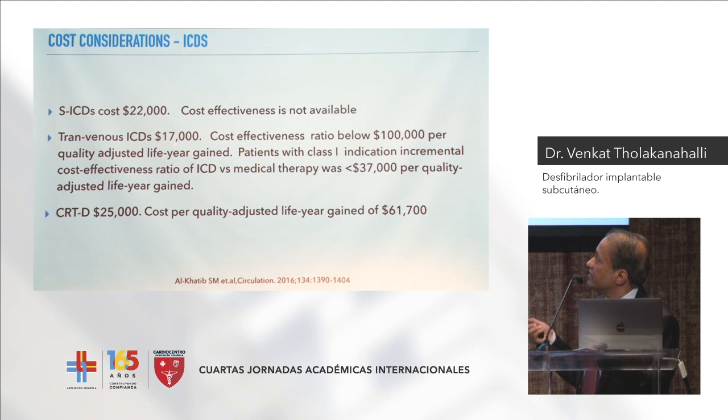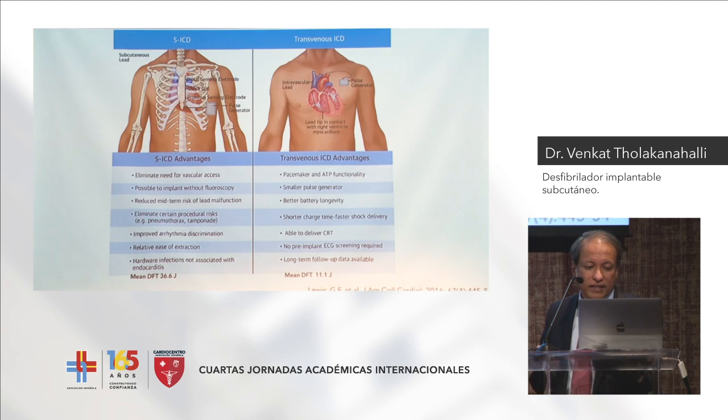This was the cost analysis. The SICD costs $22,000 in the US, not sure about the rest of the world, but is it cost effective? There is no available data, but if you look at the cost effectiveness of the transvenous ICDs, it is calculated over a period of time. The quality-of-life adjusted year is $100,000, and probably in my mind, if you calculate, it will be very similar.